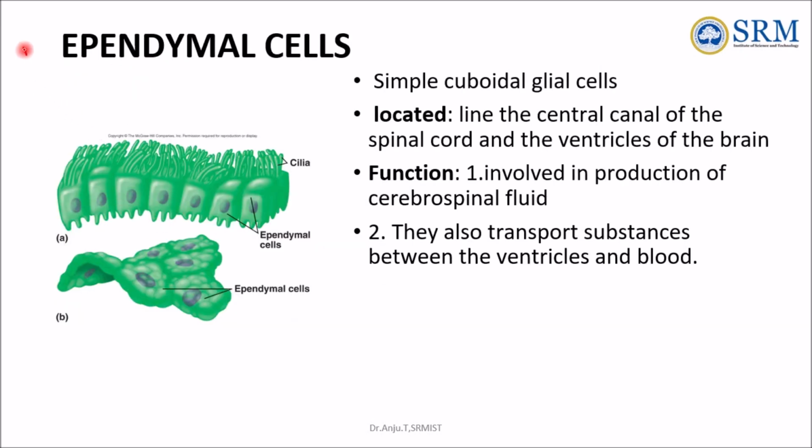The other type of glial cells are the ependymal cells, and from the structure you can see they are cuboidal in shape. Where do you find these cells? In the central canal of the spinal cord and also in the brain, that is, the ventricles of the brain. So you find them in the spinal cord and in the brain. What is their major role here? They help in producing the cerebrospinal fluid, and they also help in transporting substances between the ventricles and the blood.